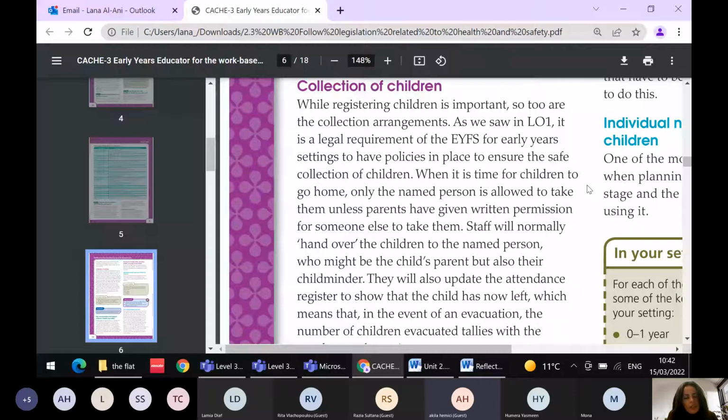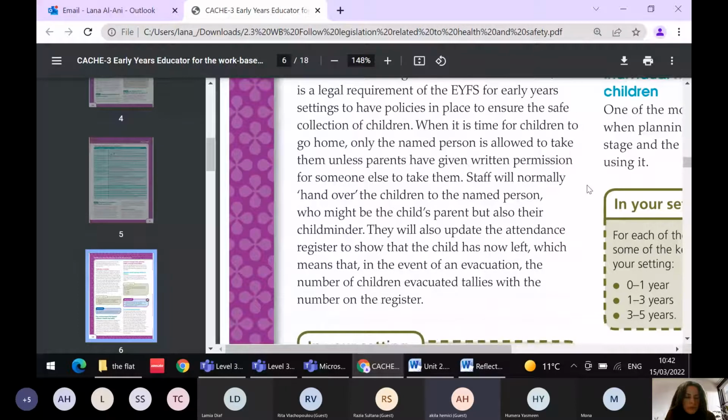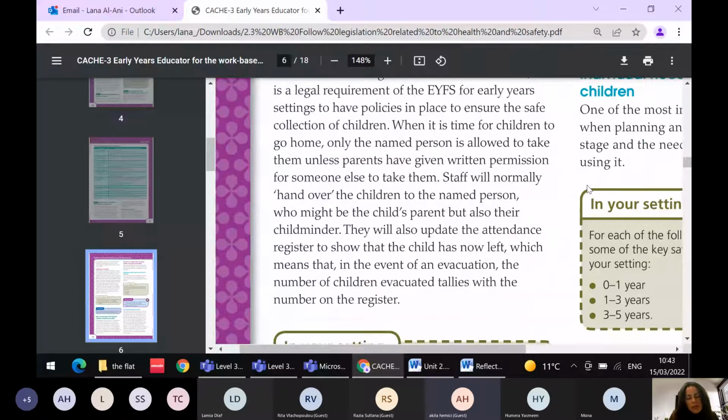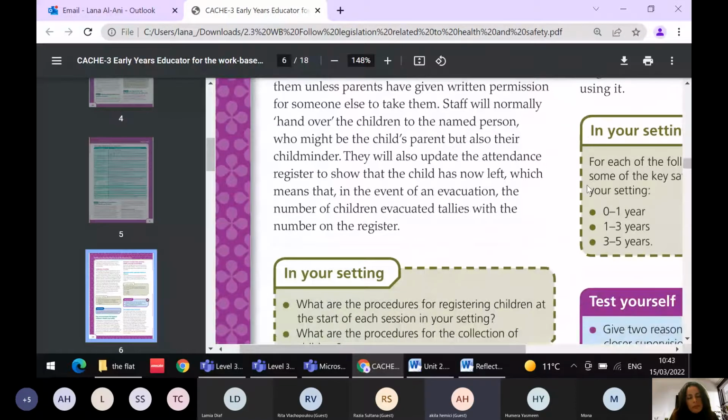So the register of the children is very, very important, when he gets into the place and when he gets out of the place. As we said, if any evacuation happens, we wouldn't know how many kids are still there. We would think they are still there while they've been taken by their parents. So the register is very important.